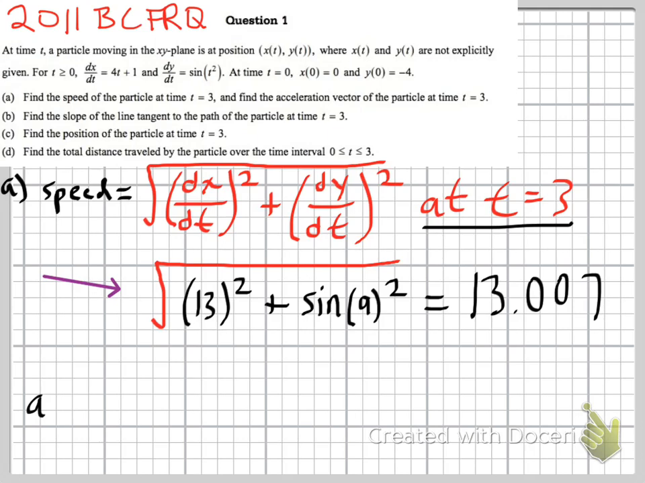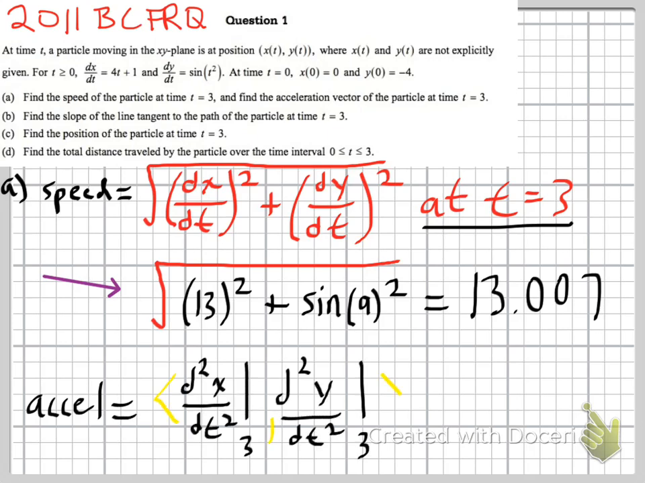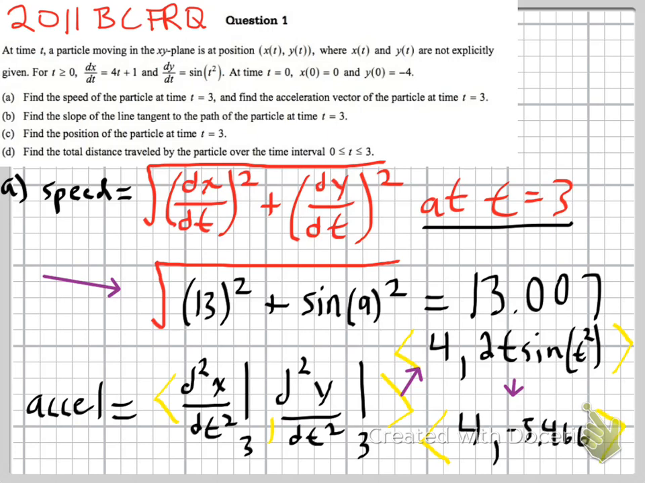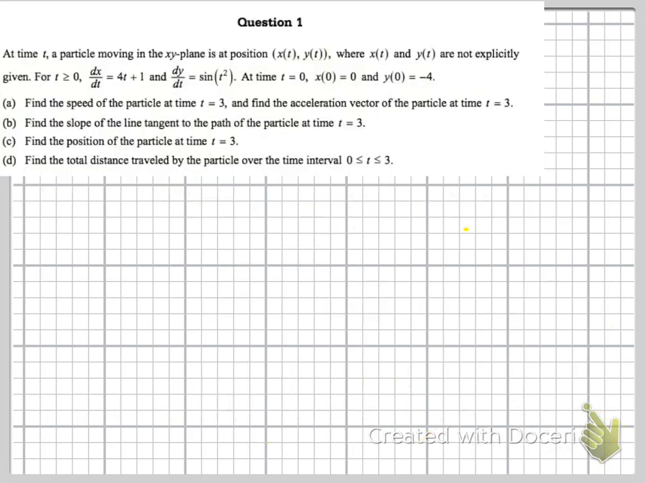Now the second part of the question is asking to find the acceleration vector of the particle at t equals 3. All we simply have to do is take the second derivative with respect to t for both parameters and put that in vector notation, evaluating at 3. Evaluating numerically, we get 4, negative 5.466, and that's the acceleration vector. So let me just put that back up there for you.